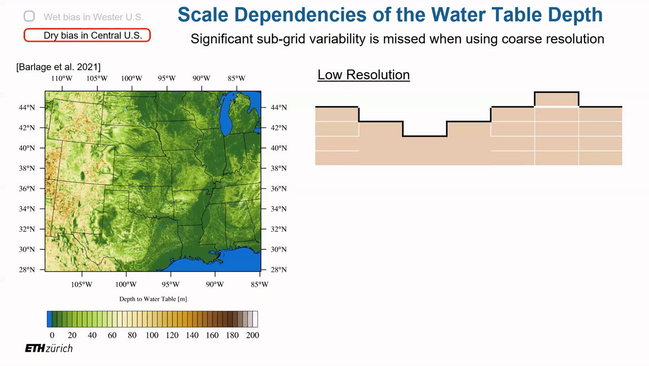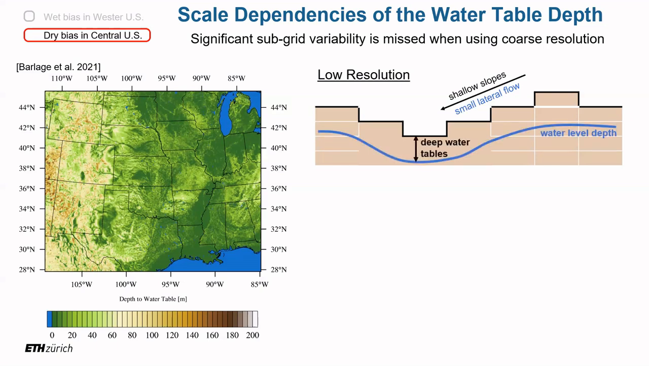It's not a big issue if you run at coarse resolution, because they don't resolve the slopes anyway. So in a low resolution model, you have very shallow slopes. That's why the lateral flow of water at the surface is quite low. You get fairly deep water tables in the valleys, and also deep water tables at the top of the mountains. And then you don't get a lot of evaporation in this region.